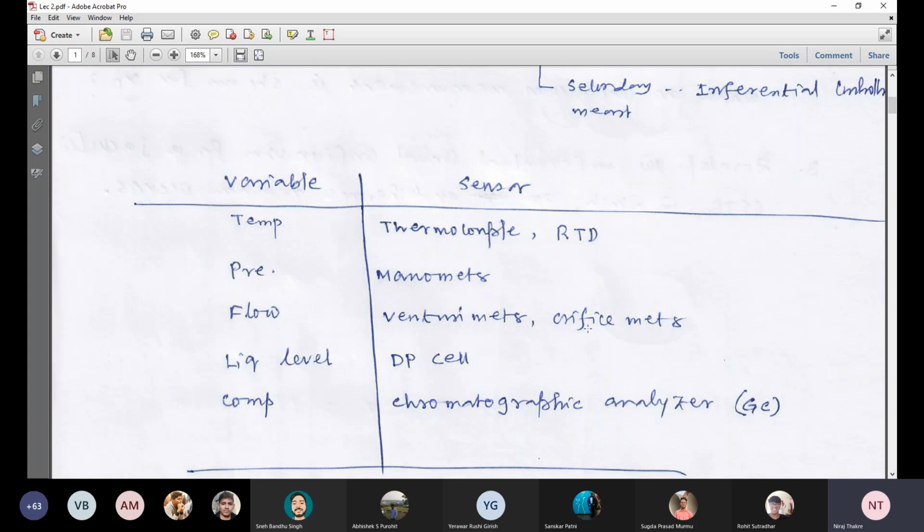These are flow measuring devices: Venturi, orifice, pitot tube. For liquid level, this differential pressure cell is extensively used in practice. Differential pressure cell, I have given a hint. This is just del P equal to H rho G. Based on this concept, it measures the liquid level. And for composition measurement, we go for chromatographic analyzer, gas chromatography, GC. This is popularly called gas chromatography.